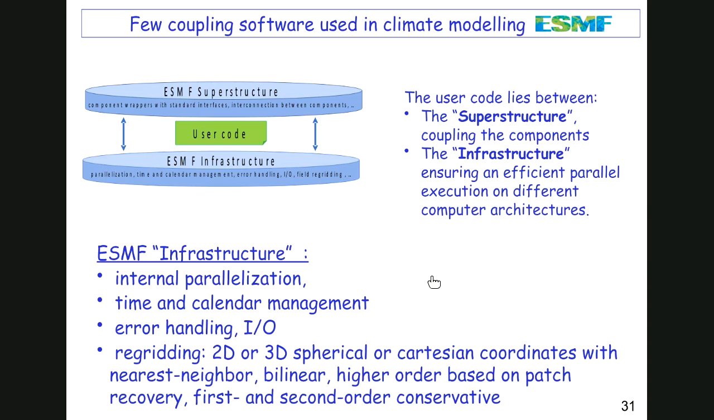The user code, the code that is coded by the user, really sits between the superstructure, which is what couples the components, and the infrastructure, which ensures an efficient parallel execution on different computing architectures. So, for example, the ESMF infrastructure will take care of, of course, I mean, you have to use the ESMF routines to do that, but it can do the internal parallelization, the time and calendar management, the error handling, the I/O, and the regridding of the coupling fields.